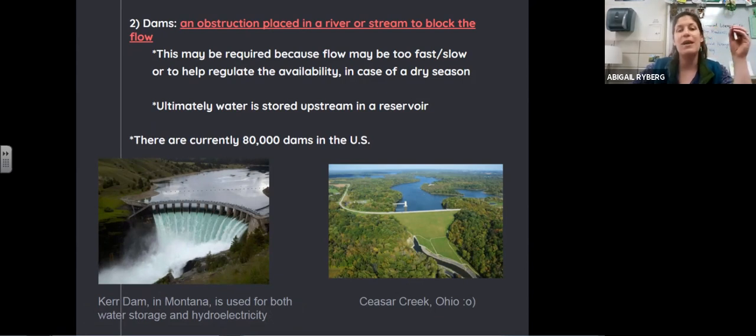In fact, there are no naturally occurring lakes here in Ohio. So all of the Ohio lakes that you've ever been to, like Indian Lake, St. Mary's, all of those are man-made for recreation.